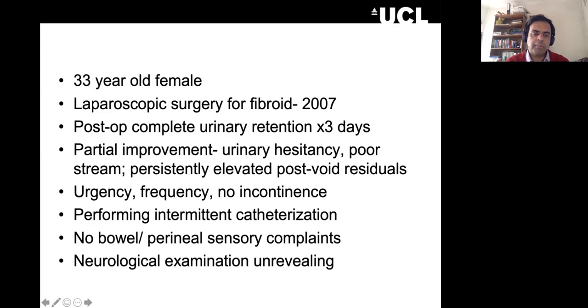She has other bladder symptoms. Because her post-void residues are elevated, she's performing intermittent catheterization. No bowel complaints, no perineal sensory complaints. Your neurological examination is entirely normal. Of course, as a neurologist, if you think about a lesion of the conus, the cauda equina, you want to ask about the type of anesthesia, whether it's a spinal tap, whether the sacral roots have been injured or not. But all that is negative.